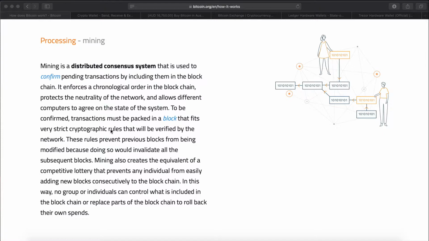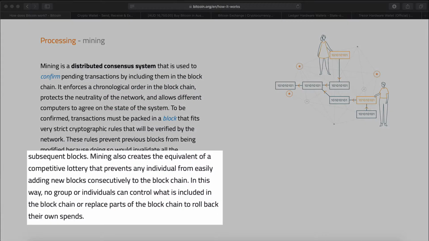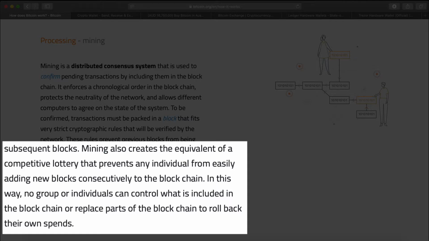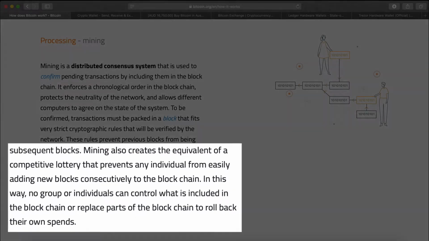The last part of the Bitcoin network is called mining. So who decides what the next line of the big Excel spreadsheet is? That's the miners. Now I know what you're thinking. What's to stop a miner or a bad actor from uploading a fraudulent block to the Bitcoin network, to the big Excel spreadsheet? And basically what's to stop them is competition. Mining also creates the equivalent of a competitive lottery that prevents any individual from easily adding new blocks consecutively to the blockchain. In this way, no group or individuals can control what's included in the blockchain or replace parts of the blockchain to roll back their own spends.